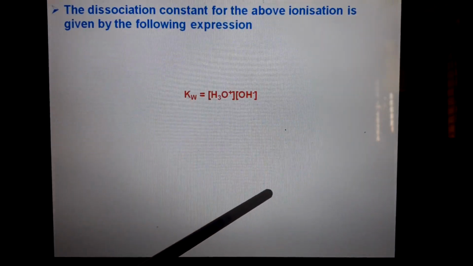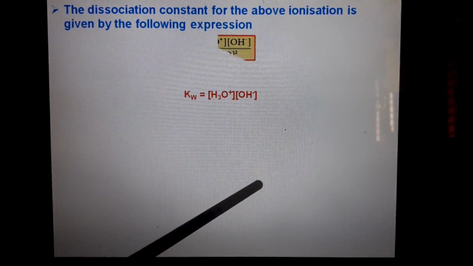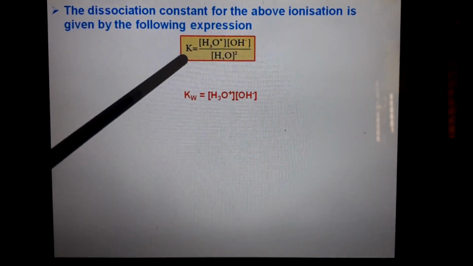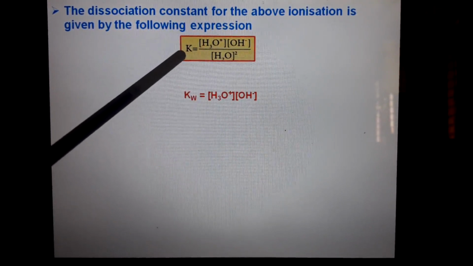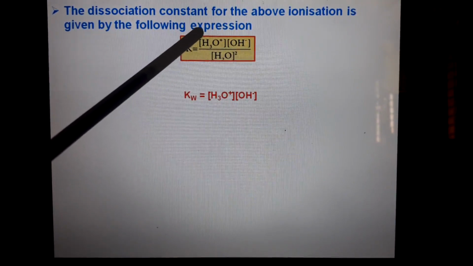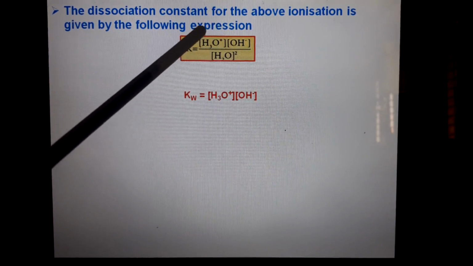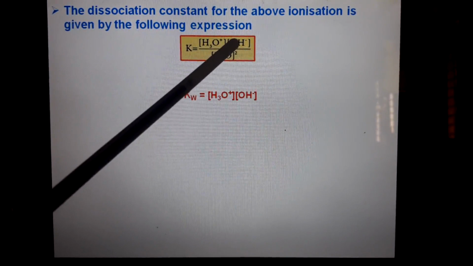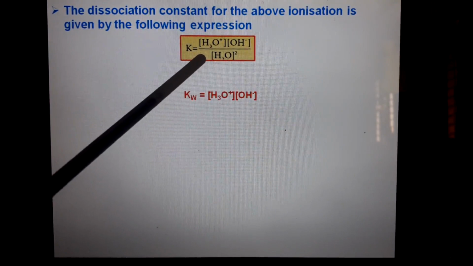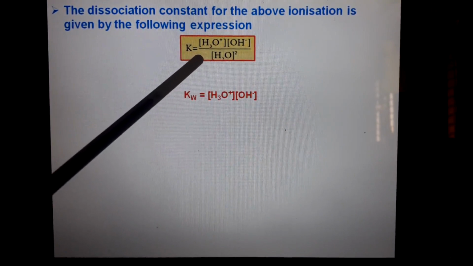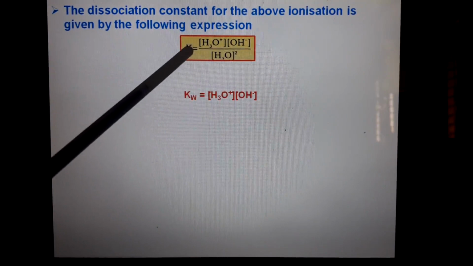Now the dissociation constant for the above ionization is given by the concept of ionization constant. K is equal to the concentration of the products, H3O plus and OH minus, divided by H2O squared. Squared means two molecules of H2O, which are the reactants. This is the rate constant for the auto ionization of water itself.